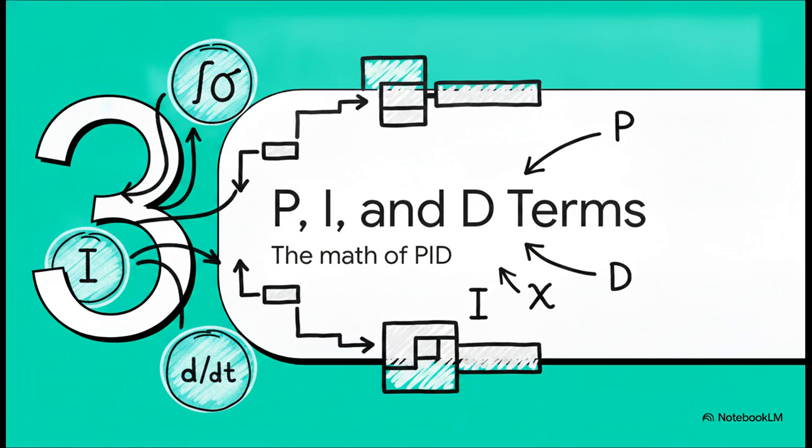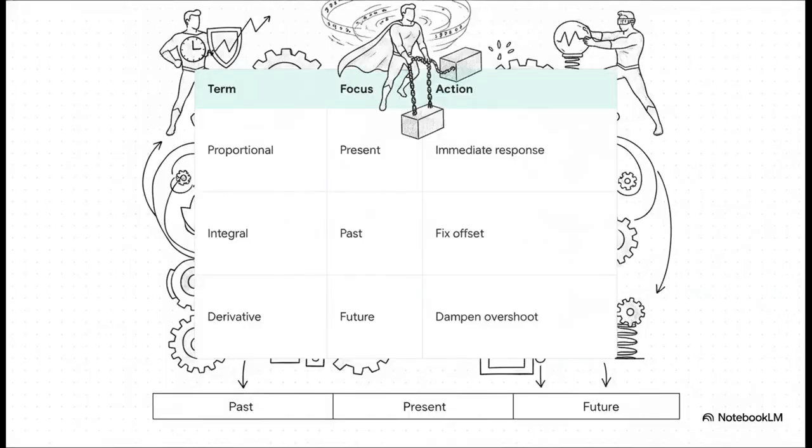Okay, section 3, PID terms. Let's look at the math and actually break down this controller's brain into its 3 distinct parts. This, by the way, is exactly where the PID acronym comes from. I like to think of these 3 mathematical terms as kind of working across time, almost like a little superhero team. Proportional lives totally in the present.